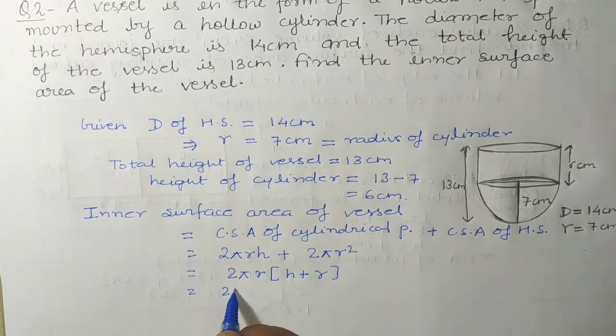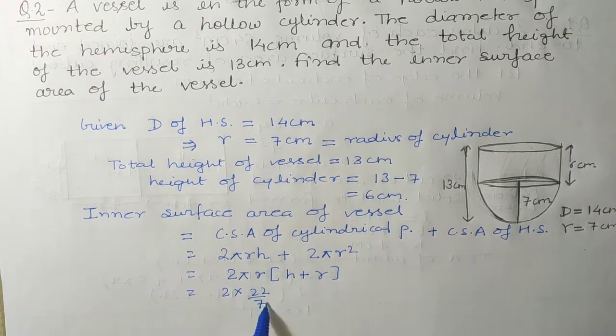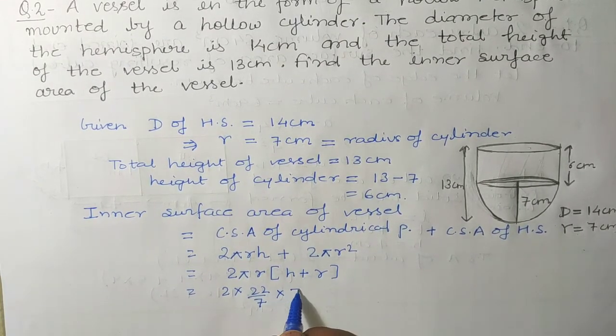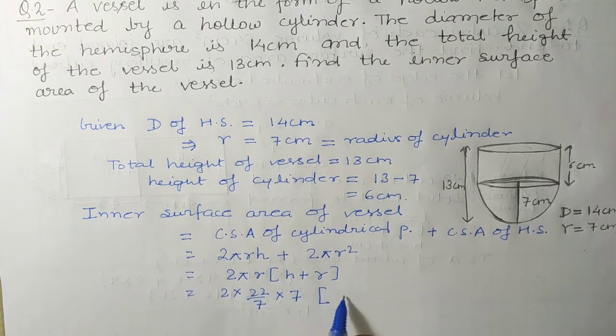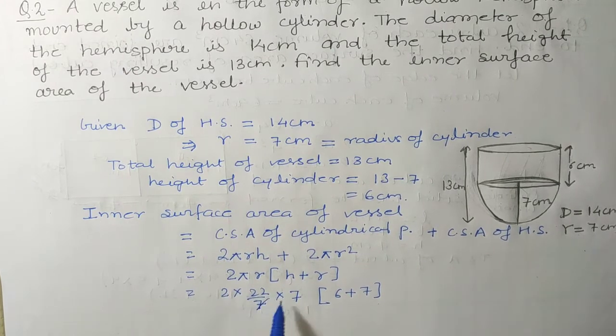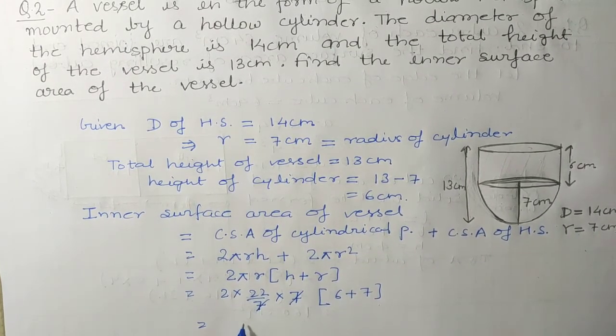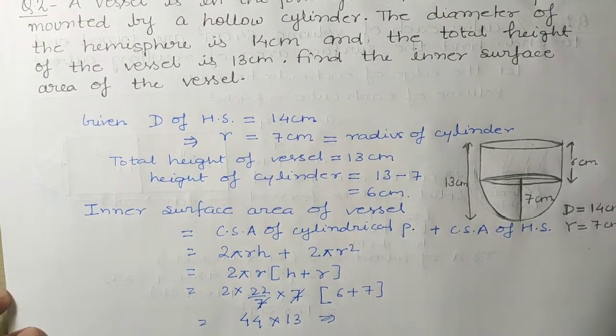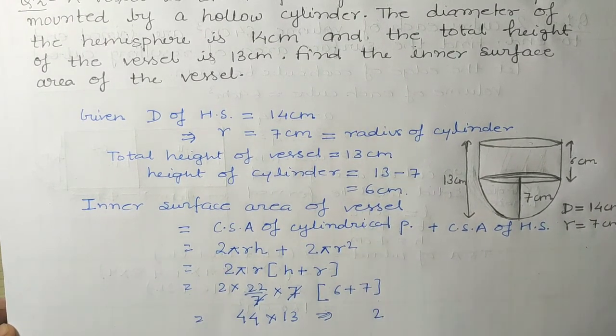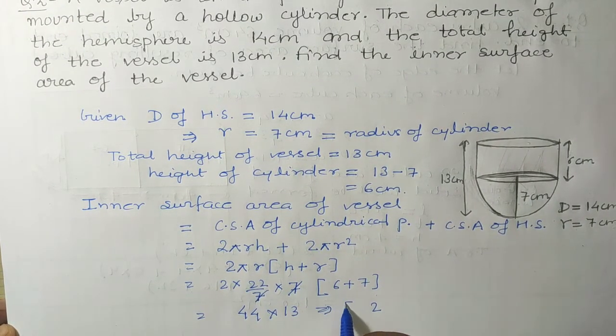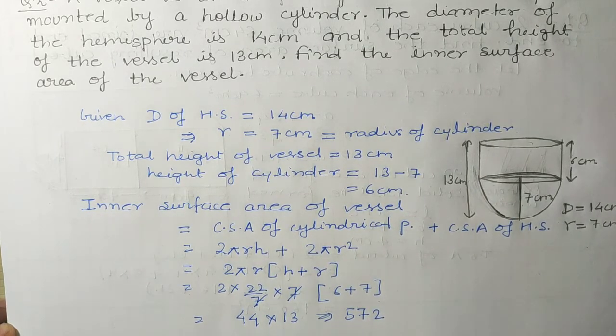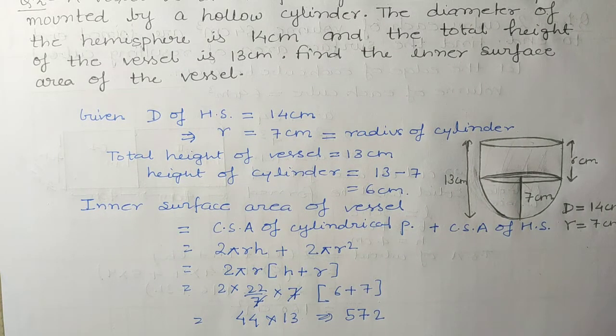So it will be 2 times 22 by 7, r is 7, h is 6, and r is 7. So 7 and 7 will be cancelled out. 22 2s are 44, into 13. 13 4s are 52, that is 2, carry 5; 13 4s are 52 and 5 is 57. So 572 is the inner surface area of this vessel.